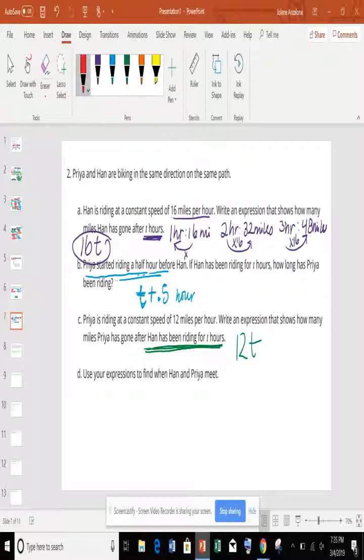Let me do it like this. Not quite, because we're writing this in relation to Han's speed at T hours. And if you remember in part B, we take Han's time plus a half hour for Priya. So instead of 12T, we're actually going to say T plus 0.5 because we're relating it to Han's time. So Priya rides 12 miles per Han's time plus 0.5.